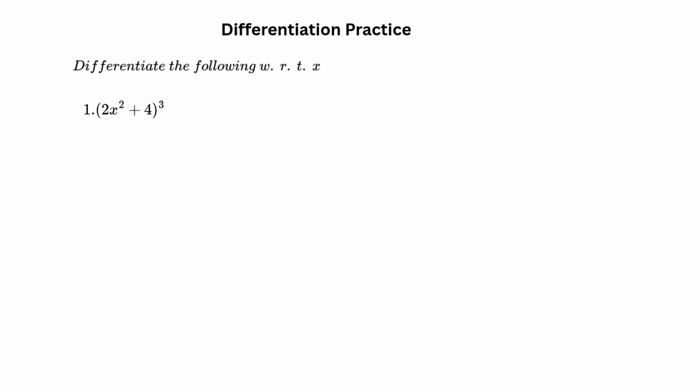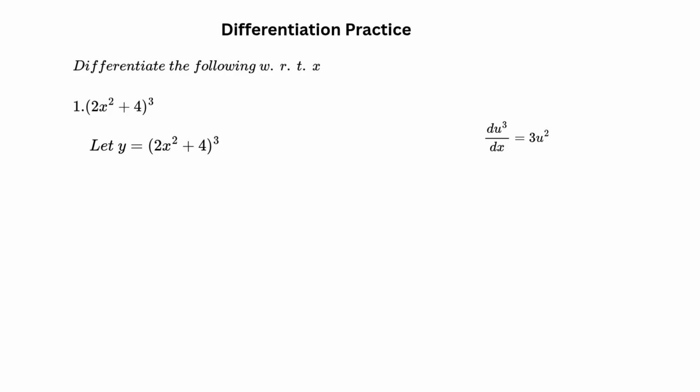First question, (2x² + 4)³. Here, the whole expression is raised to the power 3. This is a perfect example of the chain rule. Let y = (2x² + 4)³. First, differentiate the outer function. You know the derivative of u³ is 3u².